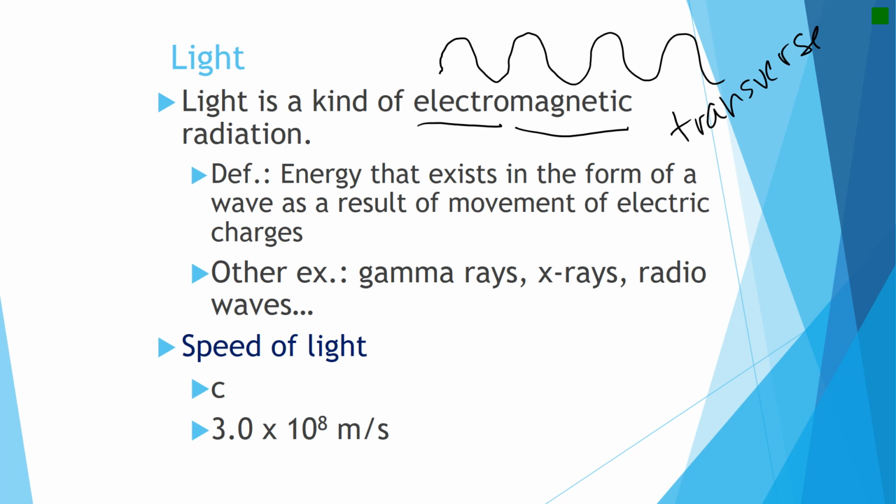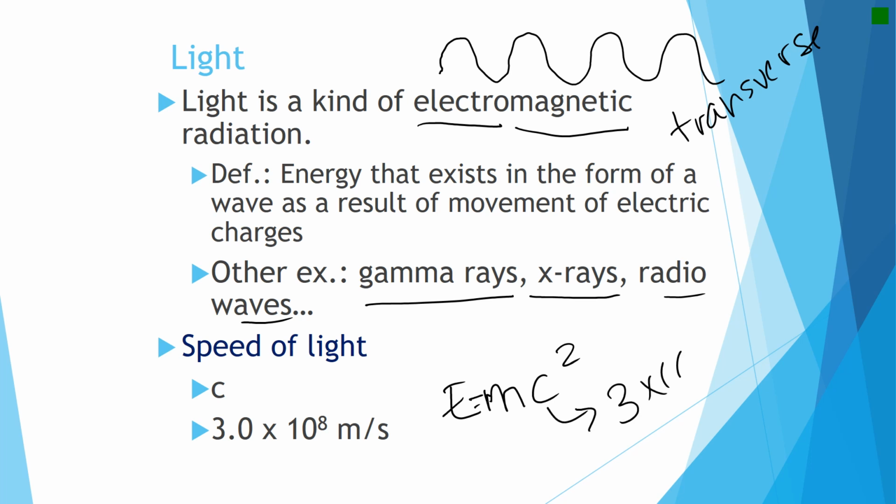Okay, some other examples of electromagnetic radiation are gamma rays, X-rays, radio waves, etc. The speed of light, as we've already learned in our formula E equals mc squared, is going to be a constant 3 times 10 to the 8th meters per second, and that is when it is in a vacuum. In fact, all electromagnetic radiation travels at that speed in a vacuum. And the symbol, as we've already used, is a C for light.